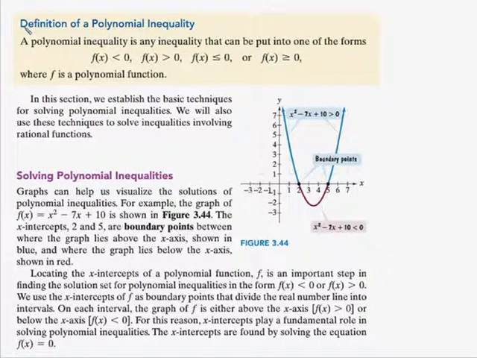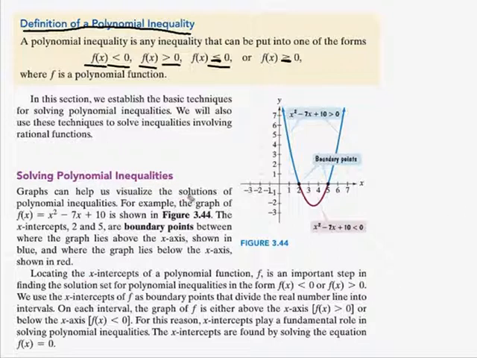So first we need our definition of a polynomial inequality. A polynomial inequality is any inequality that can be put into one of these forms: some function f of x is less than 0, or the function is greater than 0, or maybe less than or equal to, or greater than or equal to. In this section, we establish the basic techniques to solve polynomial inequalities. We'll also use these techniques to solve inequalities involving rational functions.